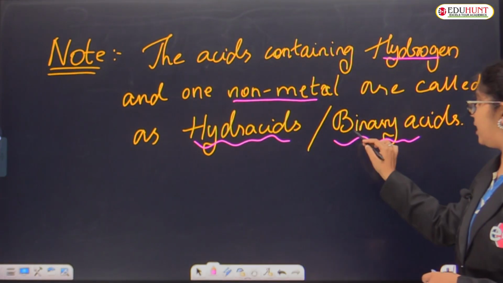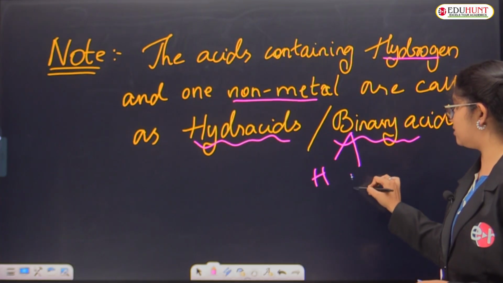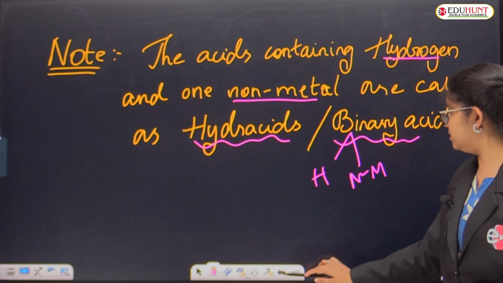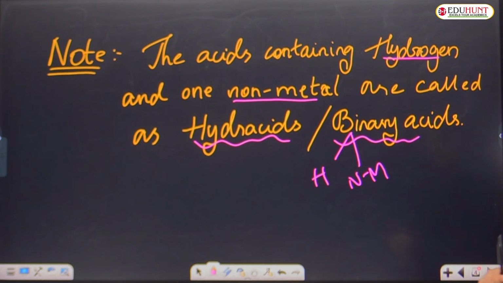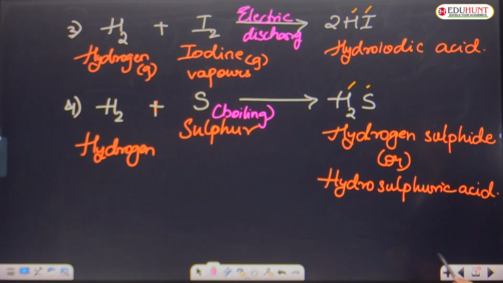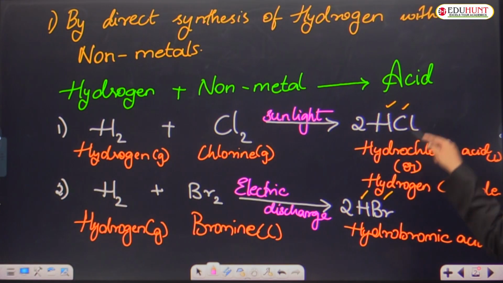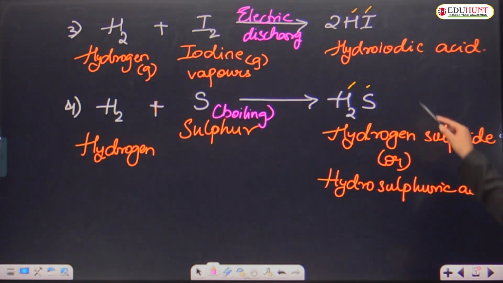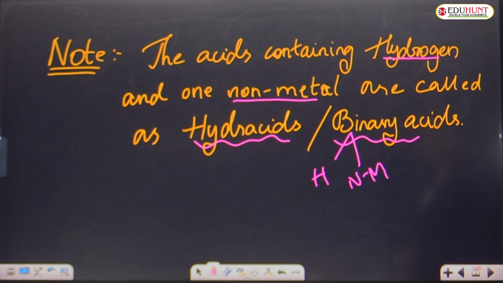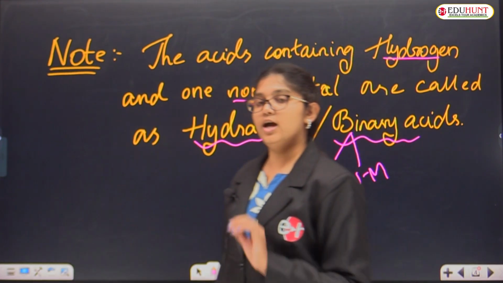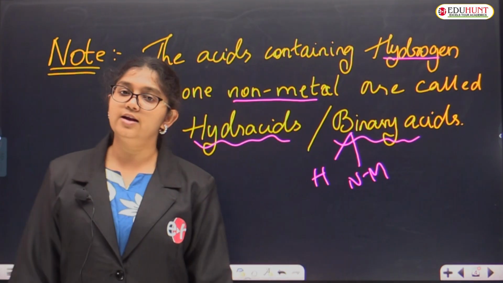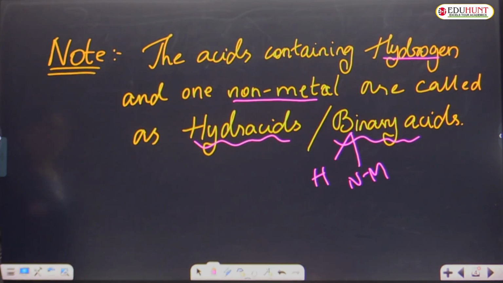Bi means two, no? One is H, another will be a non-metal. NM means non-metal. Okay, clear, no? So the acids which are formed by direct synthesis of hydrogen with non-metal give rise to all such hydracids or binary acids. Clear, children? This is the note point for you. This is the first method, by direct synthesis of hydrogen with non-metal. Very good.